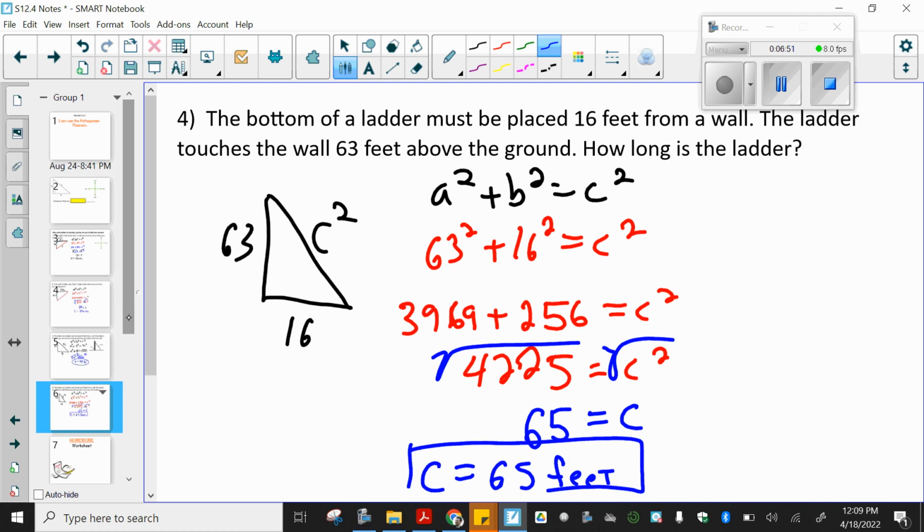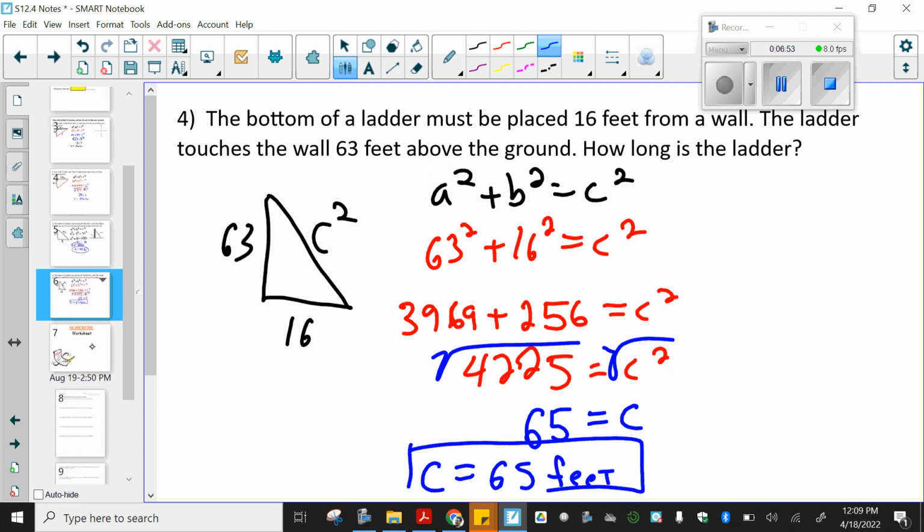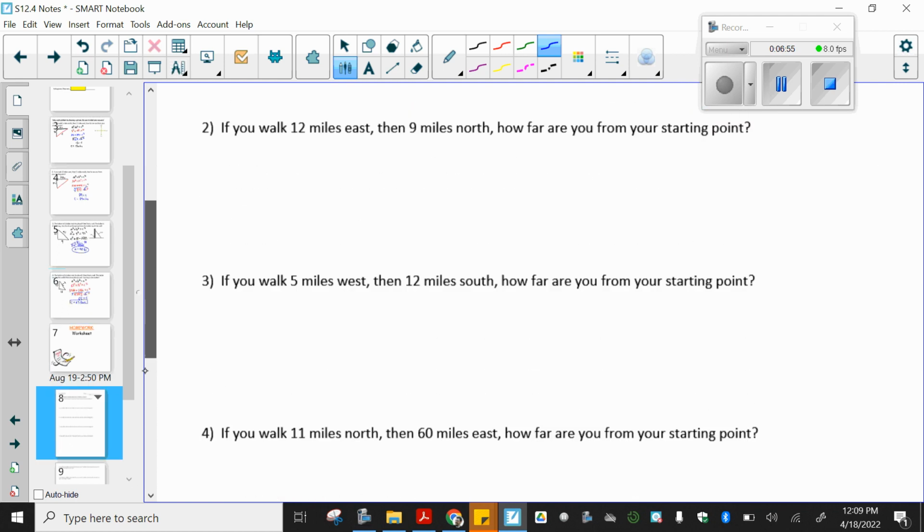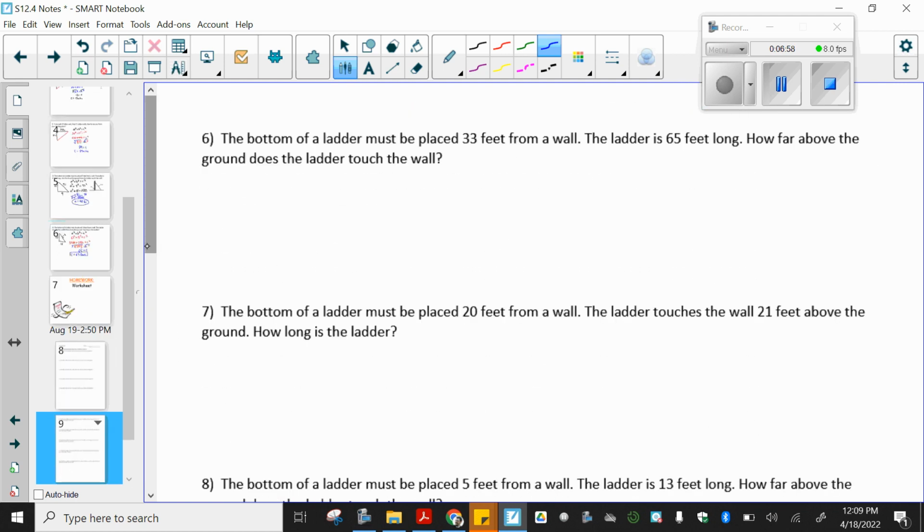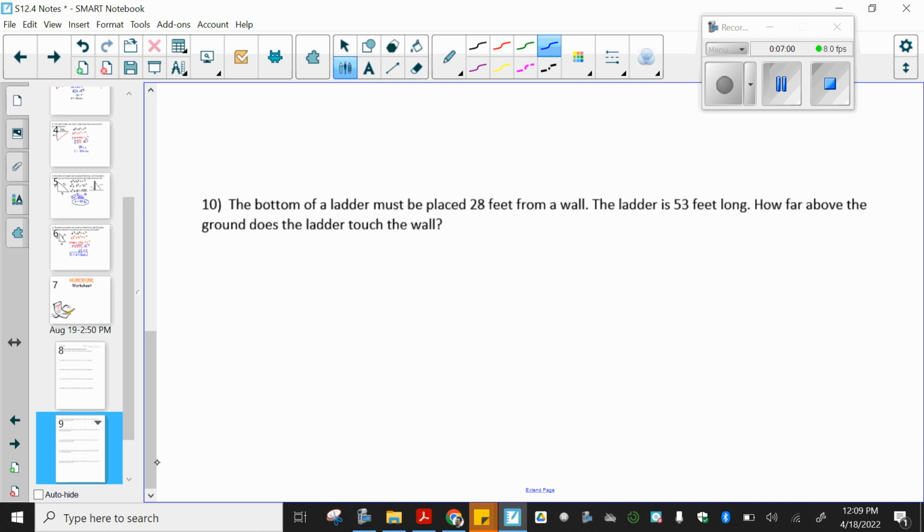Alright, word problems, that's what we're doing. Draw your triangles, do your math. Here's your worksheet. You have 1, 2, 3, 4, 5, and then 6, 7, 8, 9, 10 more questions. Alright?